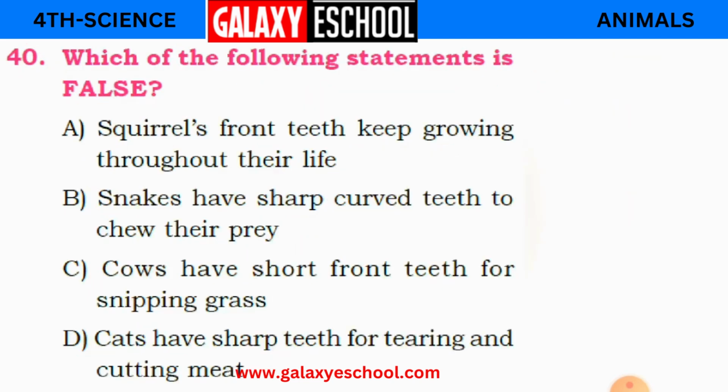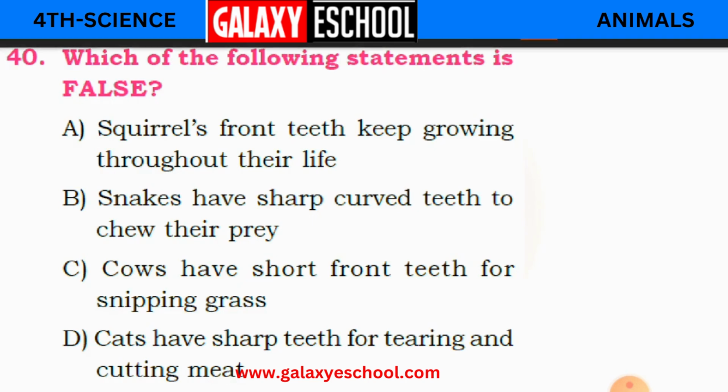40th question. Which of the following statements is false? So here you have been given 4 statements children. So we have to identify which of these is a false statement. A is squirrels' front teeth keep growing throughout their life. Okay, is it correct? Yes, this is a right statement, it keeps growing throughout their life. We have to identify the wrong statement.